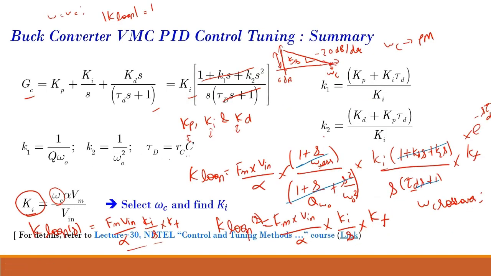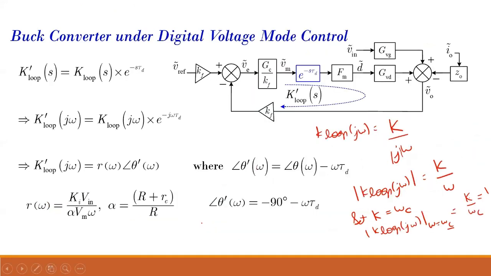This is my K loop of s. Fm, v, alpha, Ki, and Kf, they are just some constant values. So I replace it by K upon s. This is fine. I replace it by one effective new constant, capital K. And then instead of s, I put j omega because it is the frequency response. So it becomes K upon j omega. j has a magnitude of 1, so it is K upon omega. And that's how I set K to be equal to omega C.